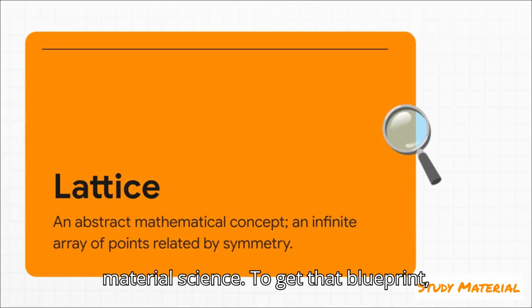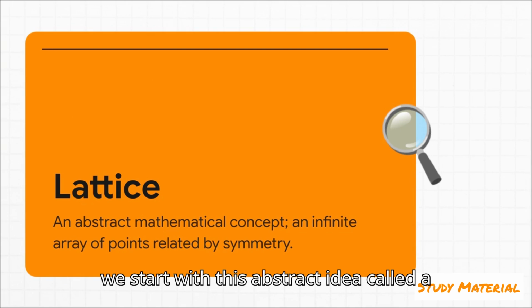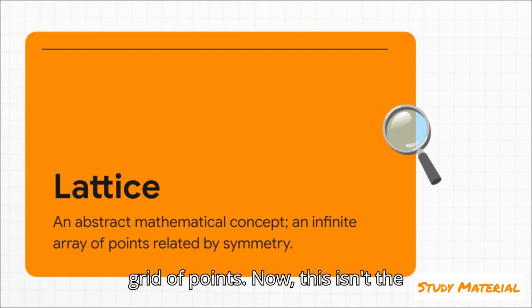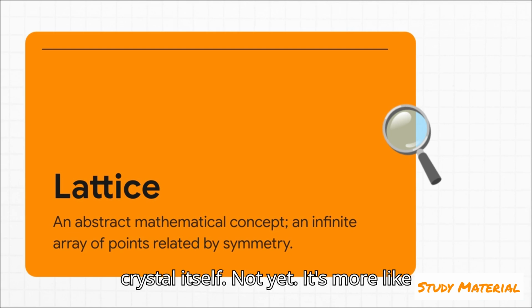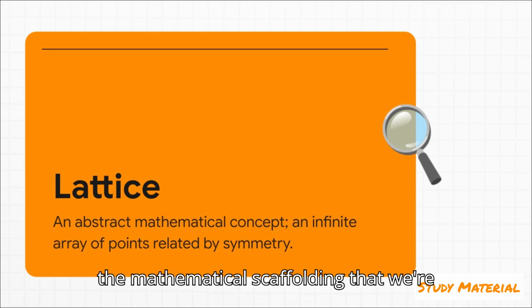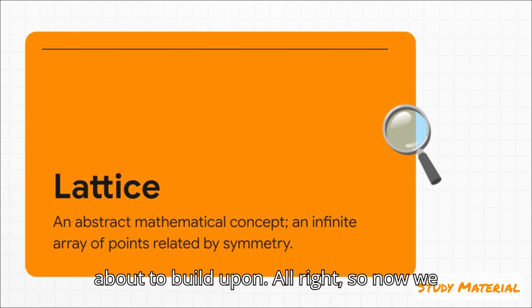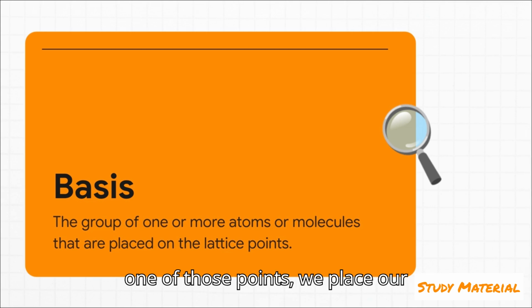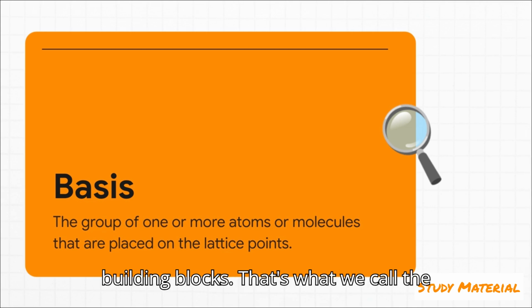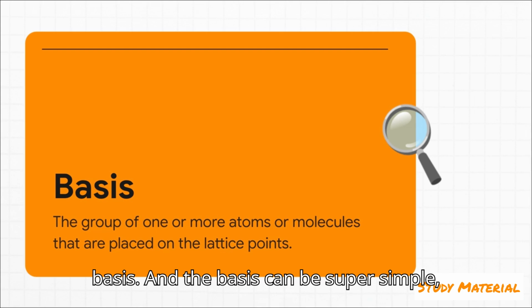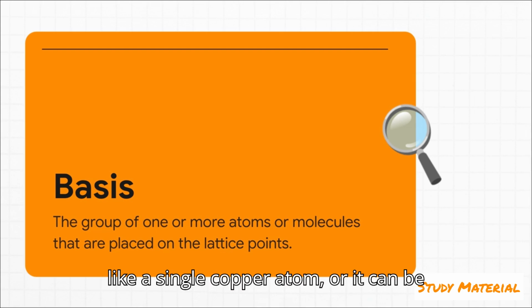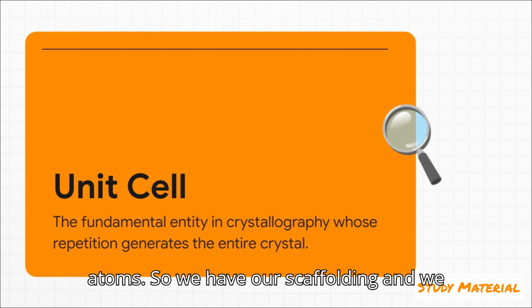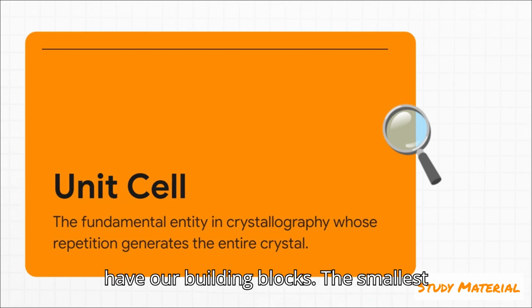To get that blueprint, we start with this abstract idea called a lattice. Just picture an endless 3D grid of points. Now, this isn't the crystal itself, not yet. It's more like the mathematical scaffolding that we're about to build upon. All right, so now we take our scaffolding, and on every single one of those points, we place our building blocks. That's what we call the basis. And the basis can be super simple, like a single copper atom, or it can be more complex, like a whole group of atoms.